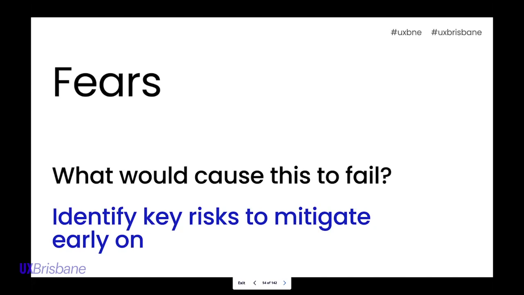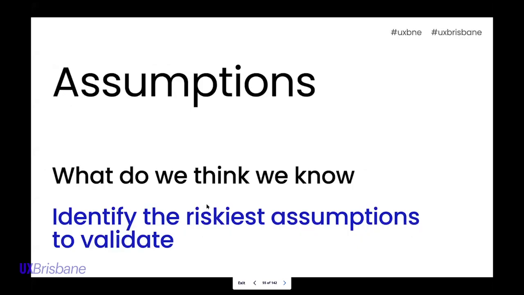And in the end, when you do voting on some of these things, if you choose to, you're voting on the highest risk factor that we need to mitigate early before moving forward. So yeah, that's fears. And then we'll move on to assumptions. So we've got our long-term goals. We think that these are the things that will stop us from achieving them. What do we think we know? So that's the assumptions. What assumptions do we have right now that we think we know about this challenge that we're solving?